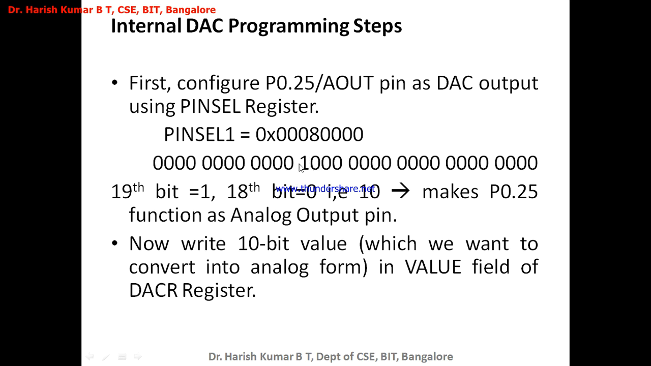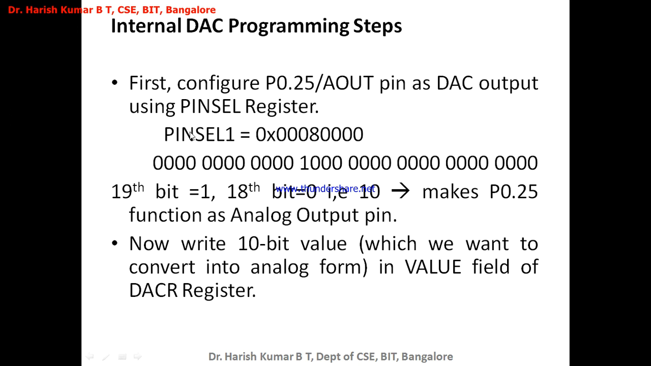So the 18th and 19th bits are reserved for defining the function of P0.25. You can refer to this in my earlier recorded videos or the PPTs, where I have explained it clearly. These bits define the function of P0.25, and to define the analog output function for P0.25, the value must be 1 0. That is, the 19th bit I make 1 and the 18th bit I make 0.